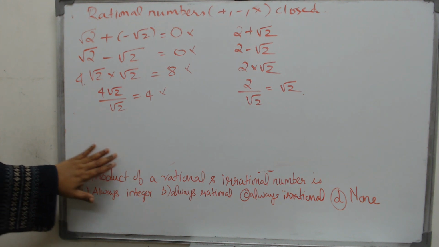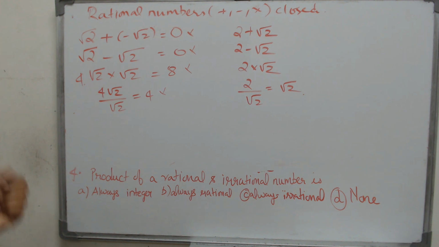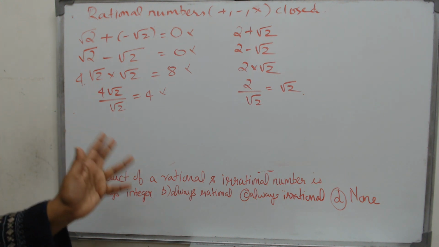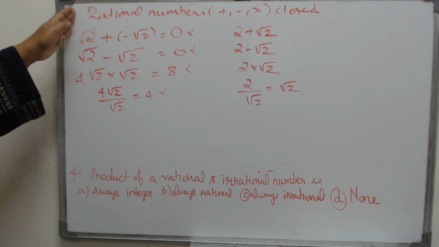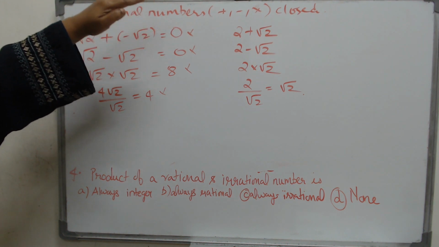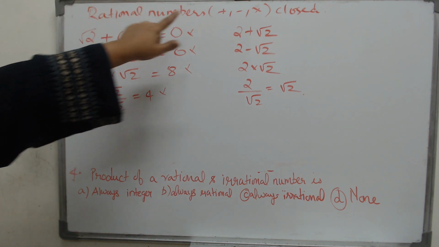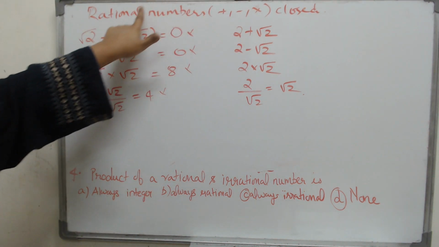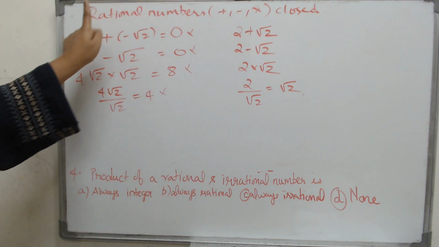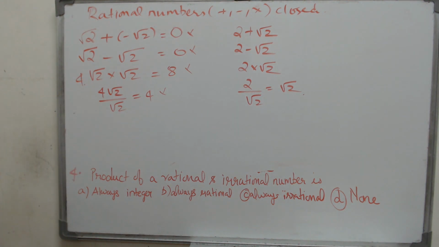Look at the fourth question. You have a product of a rational and an irrational number. What will it be? Can you for sure say it is an integer or a rational number or all of this? Now let us see what happens to your rational numbers. Your rational numbers will always be closed. Closed means what? If you take two rational numbers and add, the answer will be a rational number. Subtract, again same. Multiply, again same. You carry out any of these three actions on rational numbers, the answer will again be a rational number.